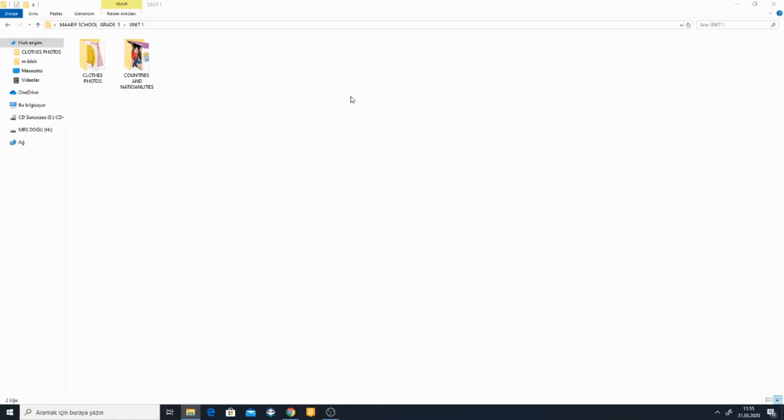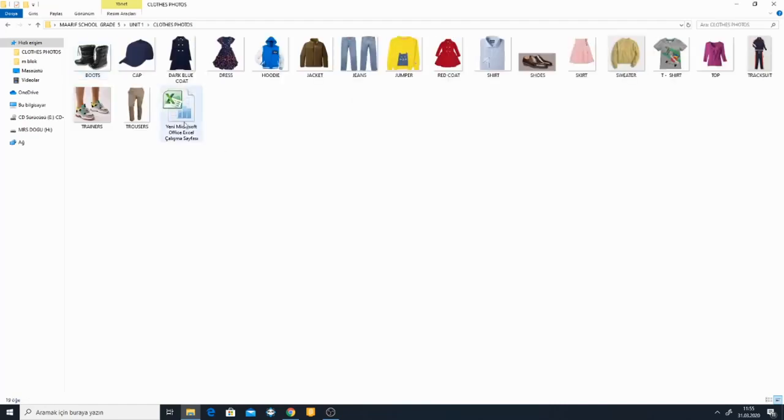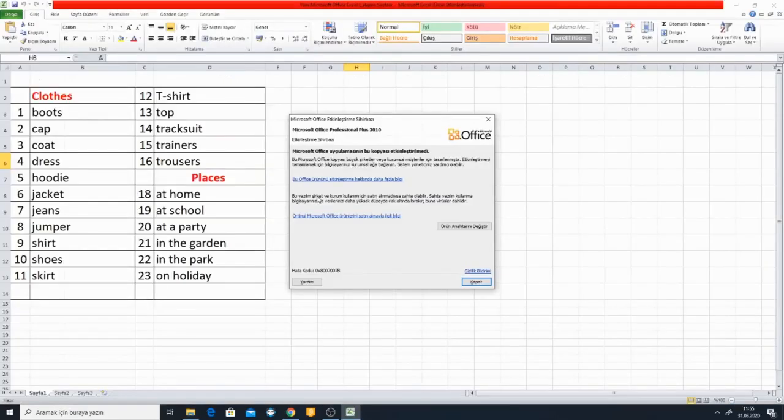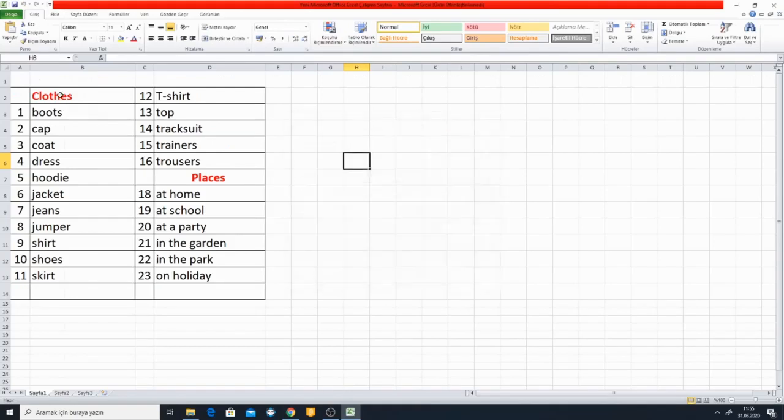Well, dear students, this is the word list of Unit 1. And let's remember what we have learned in Unit 1. It's clothes. First, repeat after me, please.